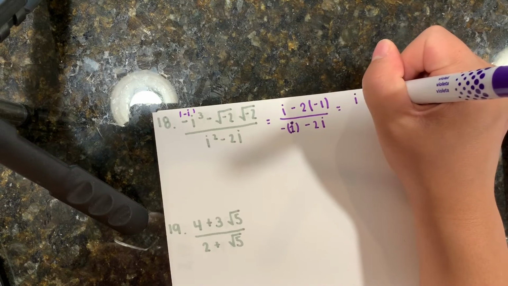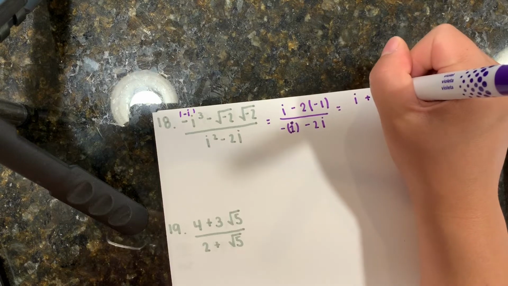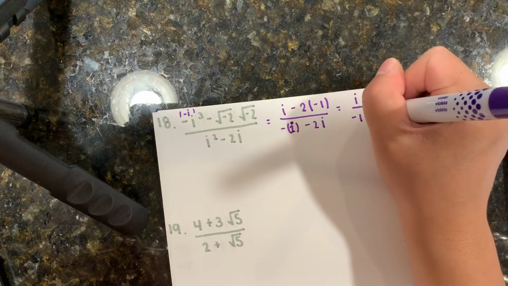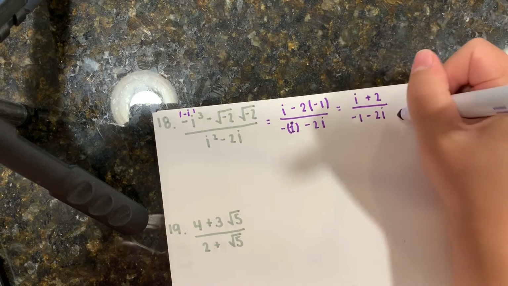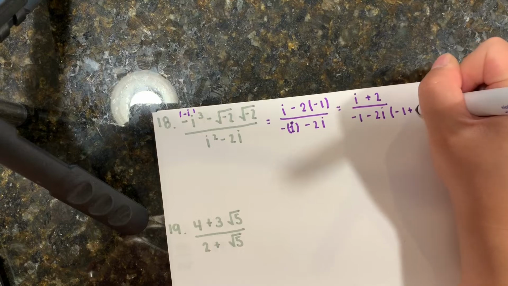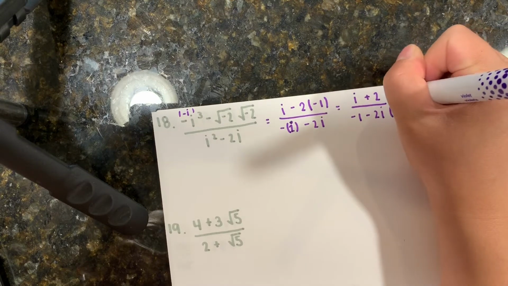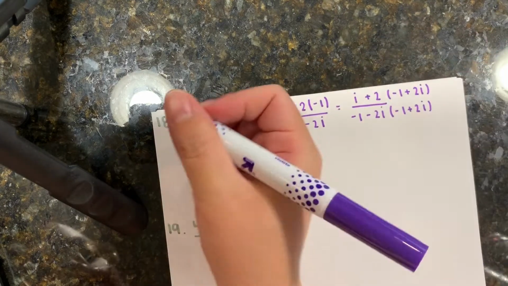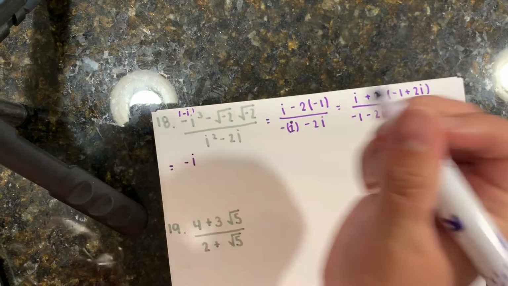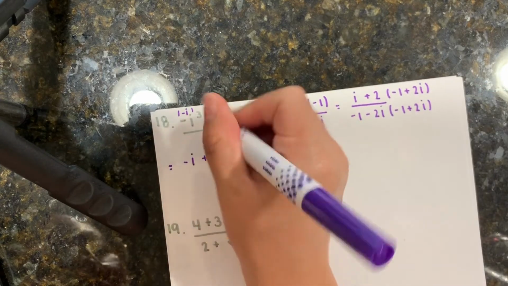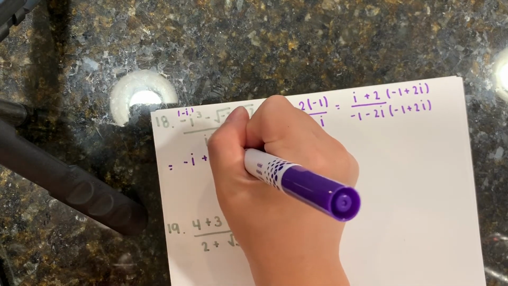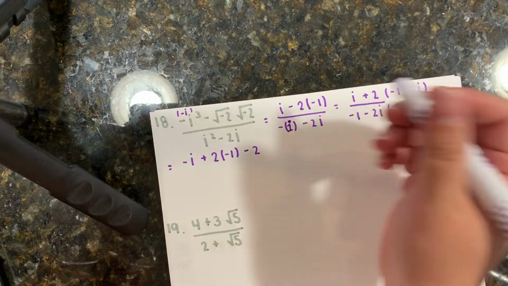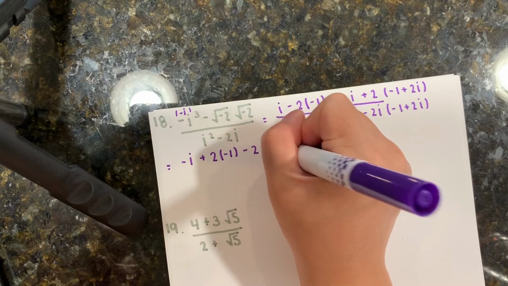Negative 1 minus 2i. So really what I have is positive i plus 2 over negative 1 minus 2i. And I'm going to multiply top and bottom by negative 1 plus 2i. So I just flipped one of the signs. So i times negative 1 would be negative i. i times 2i would be 2i squared. And i squared is equal to negative 1. 2 times negative 1 would be negative 2. 2 times 2i would be 4i.